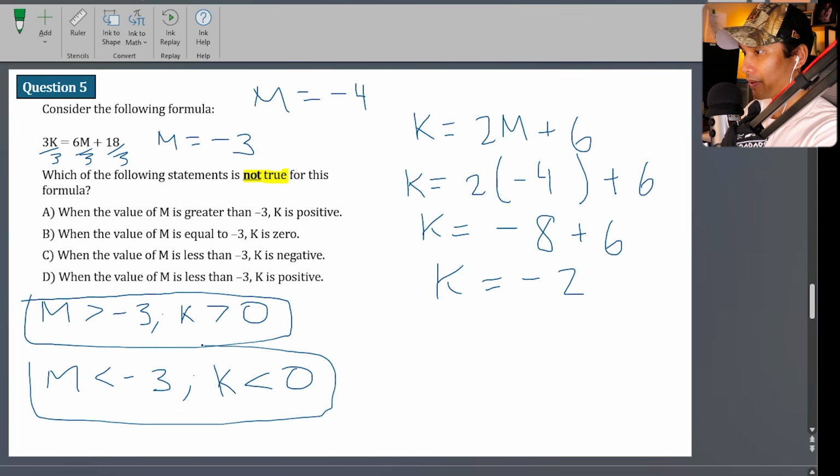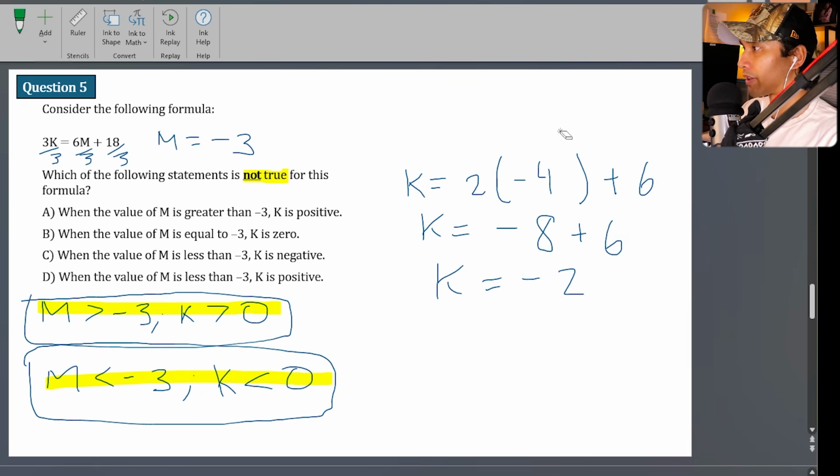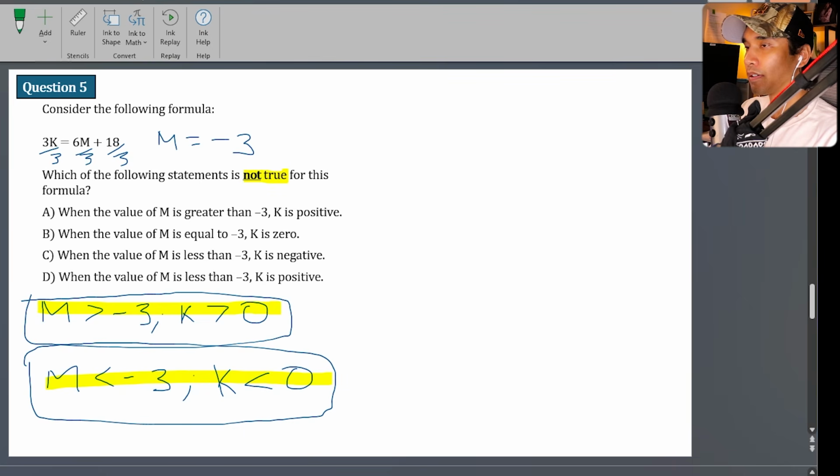Okay? Remember what these mean, okay? This is very important that you know how to read this for these questions. Okay, we have everything. So let's go ahead and test the rules that we found with our statements. And we're trying to find what is not true. So 3 of these will be true. When the value of m is greater than negative 3, k is positive. And that's true. So I'm going to take that out. When the value of m is equal to negative 3, k is 0.